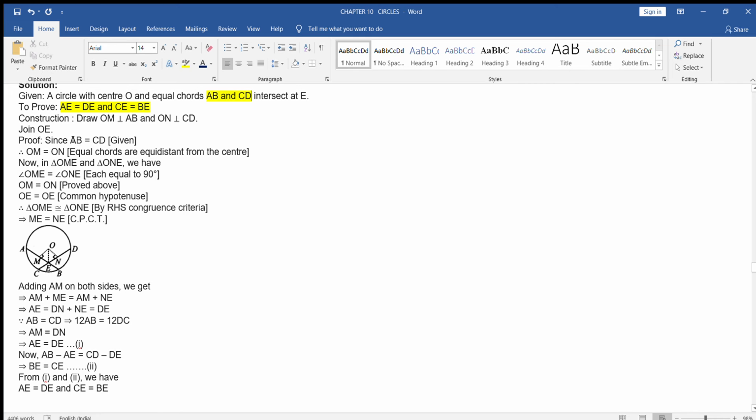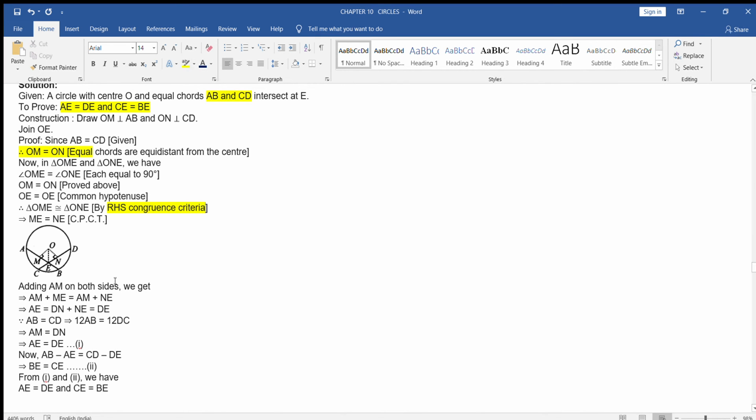First of all, what is given to us is that both chords are equal. If both chords are equal, then they are equidistant from the center. Equidistant from the center means these two are equal. Okay, now one more thing given to us is the 90 degree angle. This one we have proved, this is common. So we are having three things in these two triangles. Now by the RHS criteria, they are congruent.